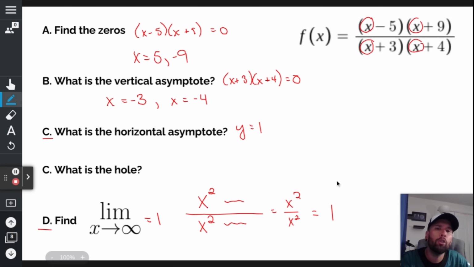Okay, so we killed 2 birds with 1 stone, and we're about to kill a third, because what is the hole? Well, the hole exists when you have a factor in the denominator that's the same as in the numerator. We don't, so there is none. Nowhere.